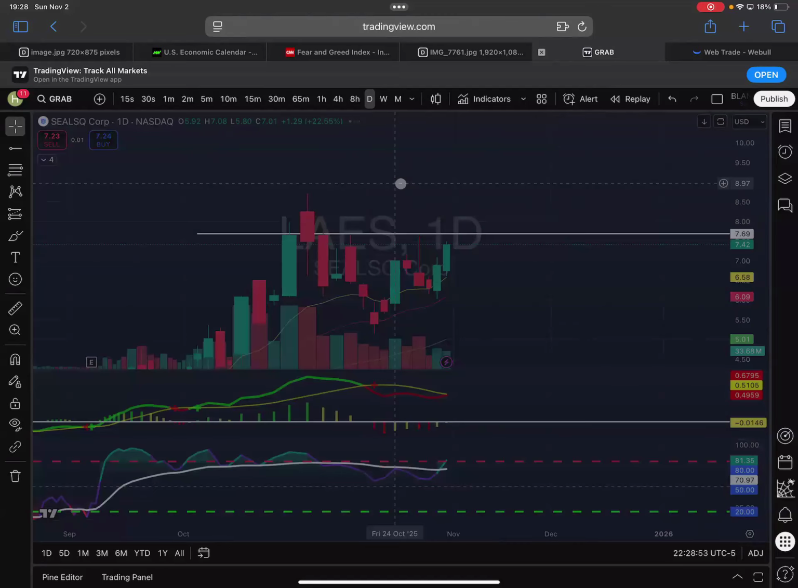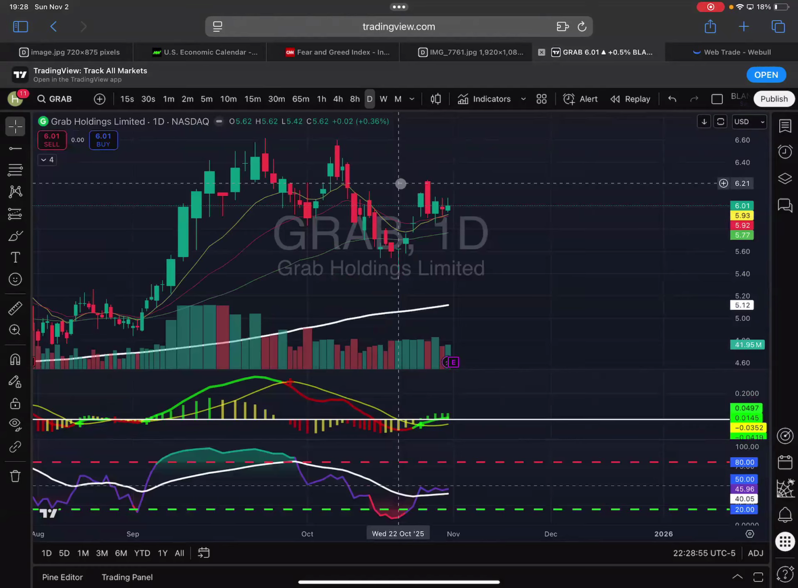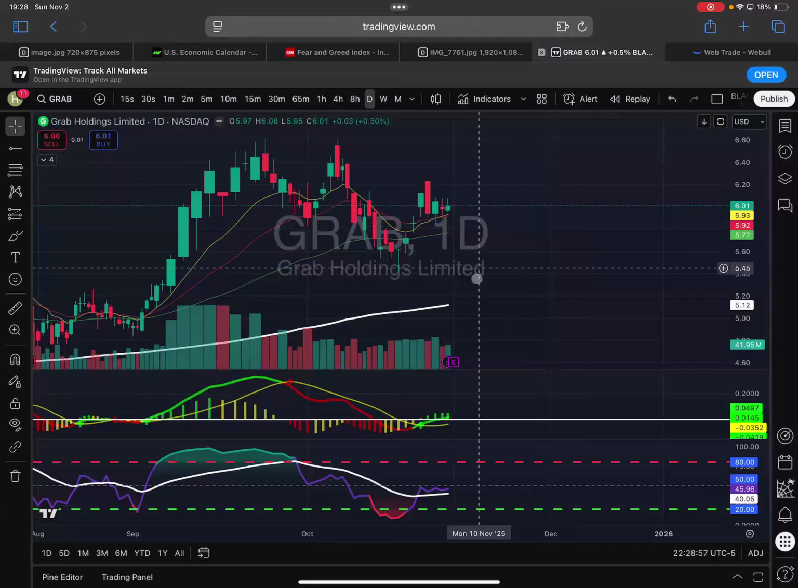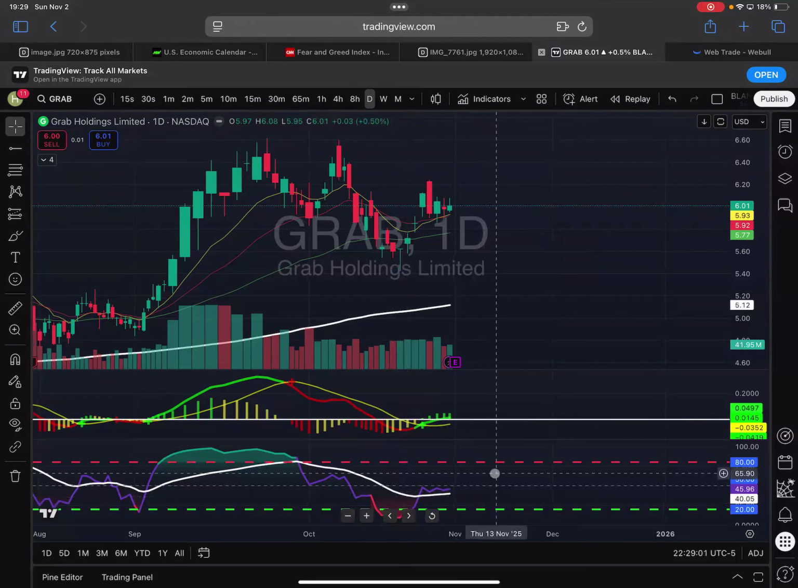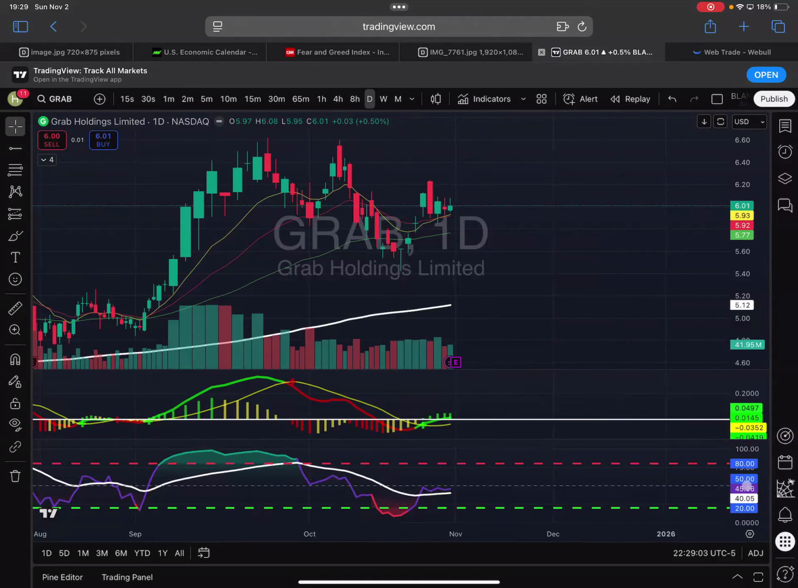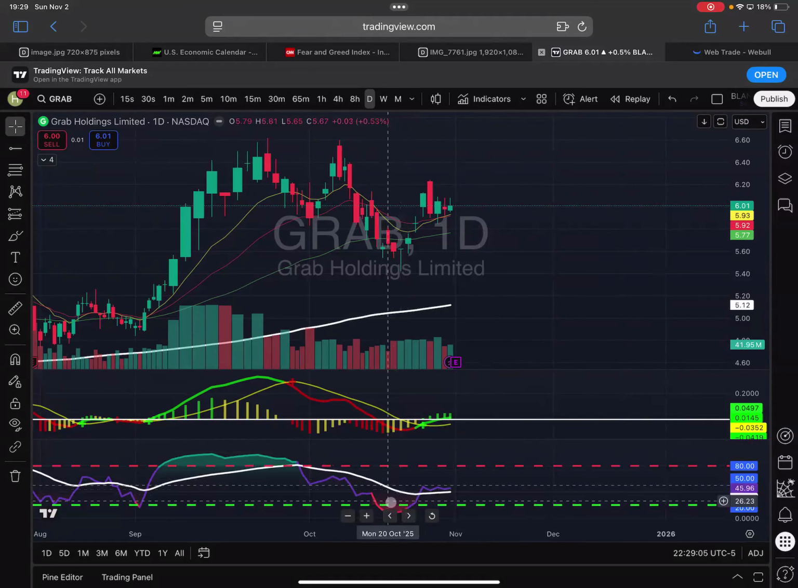Grab, right? I've been advocating for this for myself and small accounts, right? MACD, we're below the zero line. That's where we like it when it comes to buying more. It's oversold and just now breaking above that signal line on the RSI. That's where we like it.